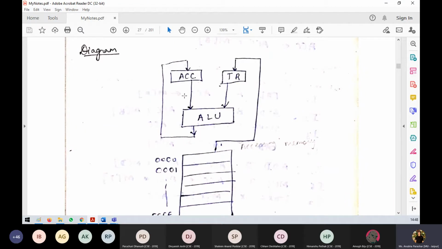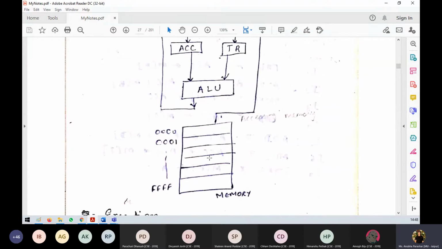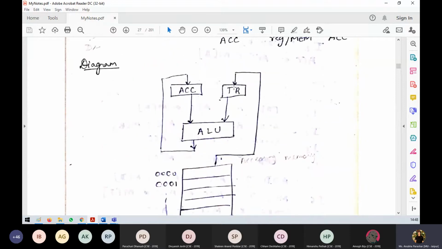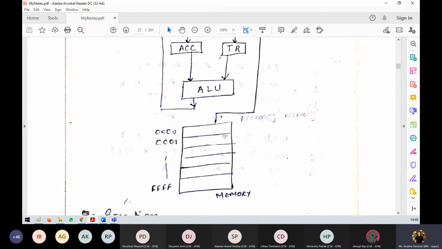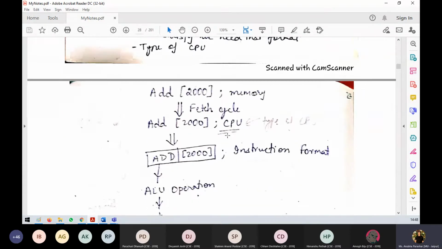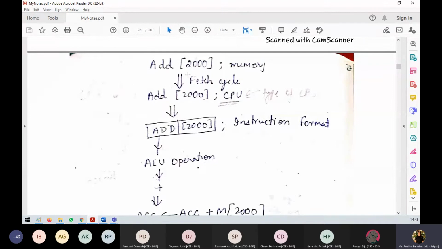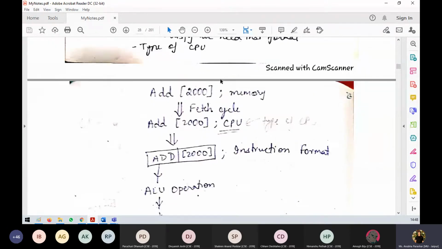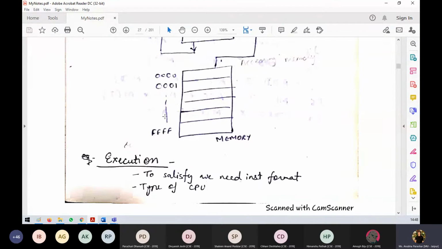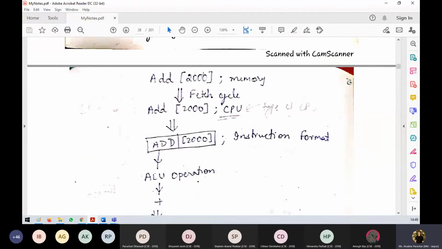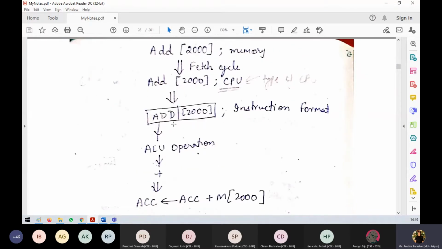When you have an accumulator, one of the operands could be in the accumulator and one of the operands will be fetched from memory to the temporary register. You will have two operands and the operation will be done by the ALU. So let's see how it is done. Suppose the address in the memory is 2000. Somewhere here there may be some address. The fetch cycle will fetch it, and this is the operation, let's say add.